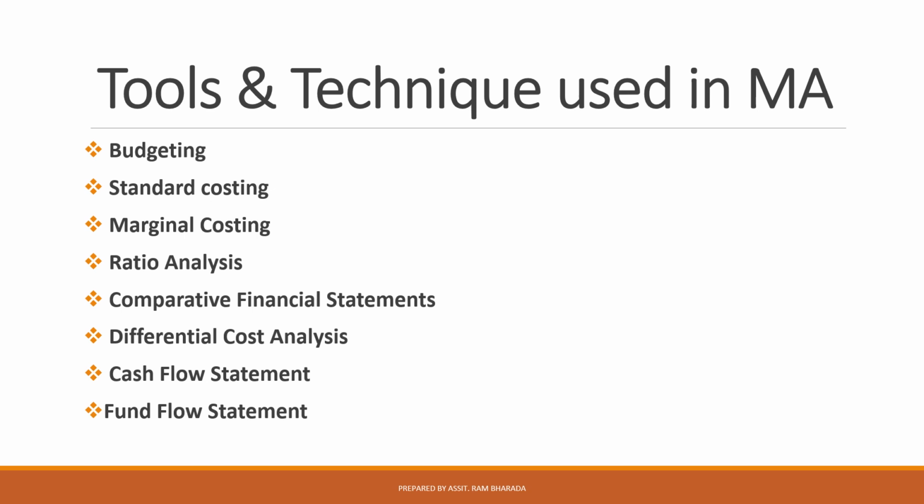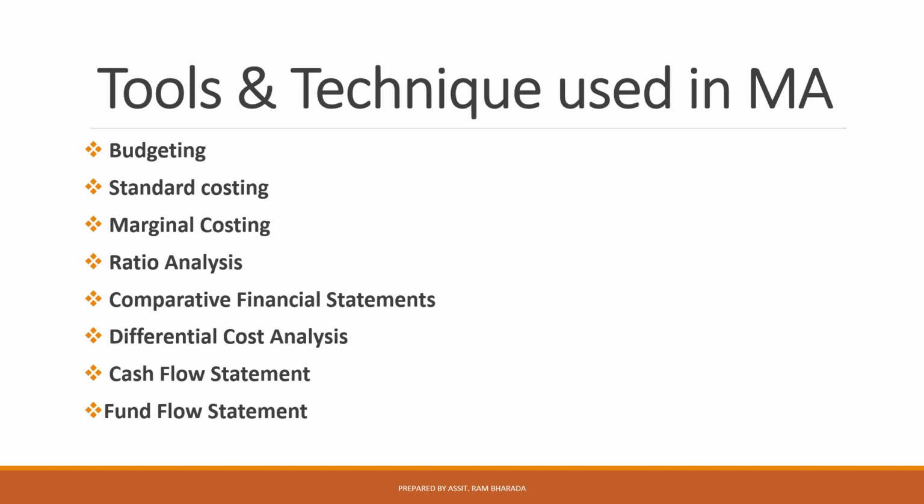Next one is standard costing, in which we first decide the standard for each element of cost, for material, labor, and overhead, and for sales also. And then we go for the actual data and we compare the standard with the actual data, and we find some difference, and that difference is known as variance.